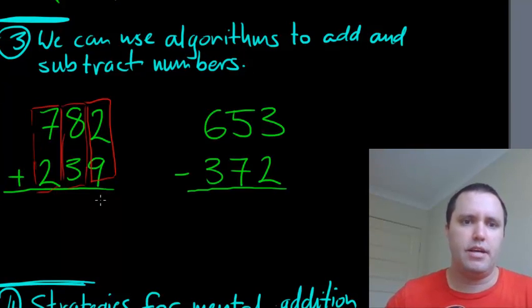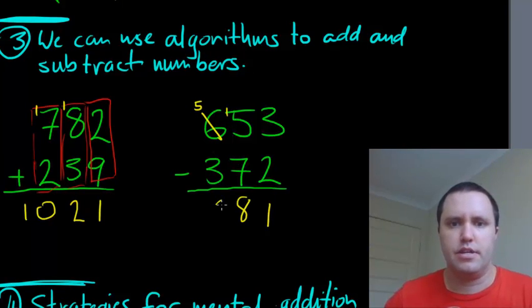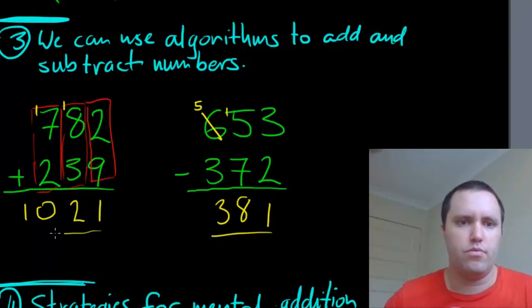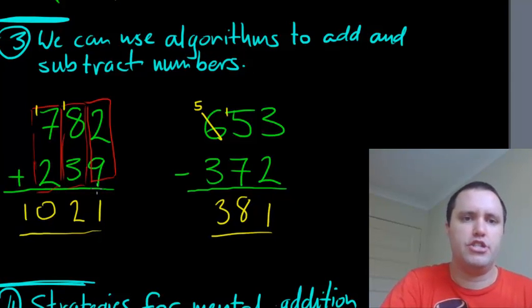So we've got add here, 2 plus 9 is 11, 8 plus 3 is 11, 12, add the 1 up there, carry the 1 again, 7 plus 2 is 9, plus 1 is 10. Okay, subtraction, 3 minus 2 is 1, 5 minus 7, we borrow a 10 from here, make it 15, minus 7 is 8, and 5 minus 3 is 3, so 381 and 1021. Okay, those algorithms, you would have done them before last year, but that's just showing you how they work again. If you have some struggles with that, please come talk to me about it in class, and I'll run you through it in detail.